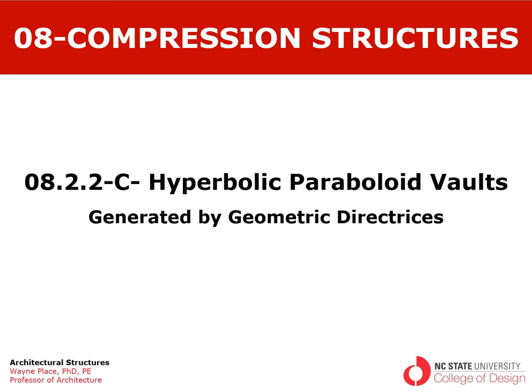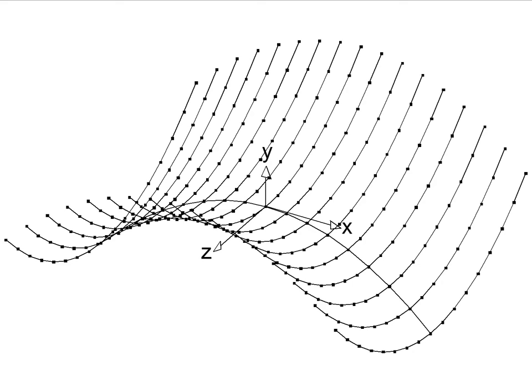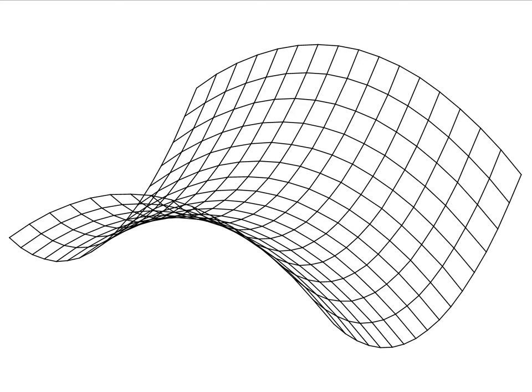Welcome to our third video on hyperbolic paraboloid vaults. In a previous video, we started with two parabolas, y equals kz squared, which is this one, and y equals minus kx squared, which is this one. We then duplicated and replicated this one, which was the equivalent of sweeping it out through space along this parabola, and that produced this shape. Then we swept this parabola along that parabola to produce the full hyperbolic paraboloid. That was our first method.